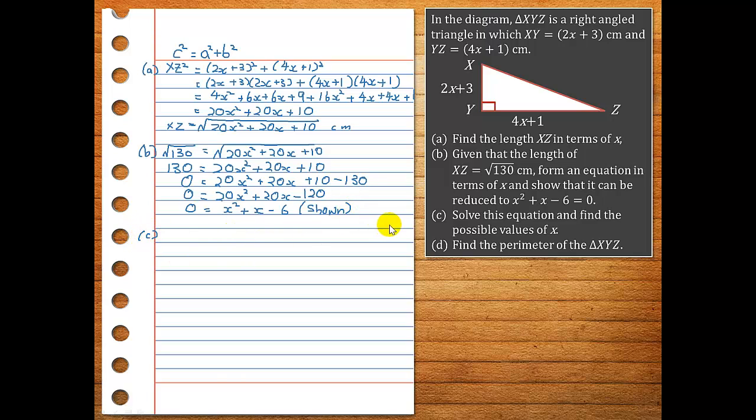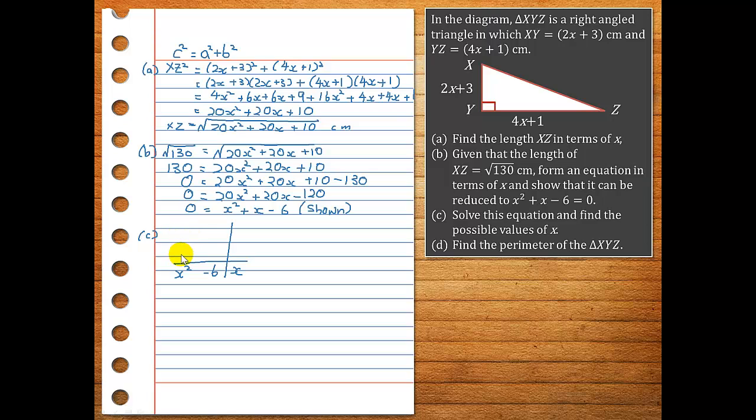For part C, we are asked to solve this equation and find the possible values of x. We can solve this by factorizing, or we can solve this by using the quadratic formula. If you are not sure, always use the quadratic formula. Well, since I know that this can be factorized, let's revise factorizing, shall we? So what is the term here? Yes, this is the x squared term. What is the term here? This is negative 6. And what is the term here? Yes, we will have positive x.